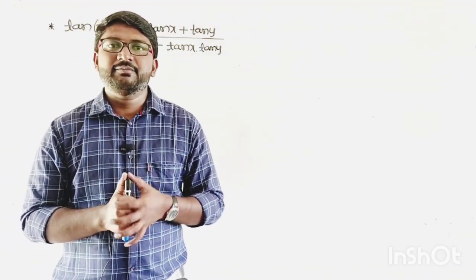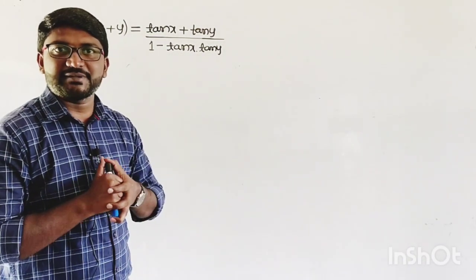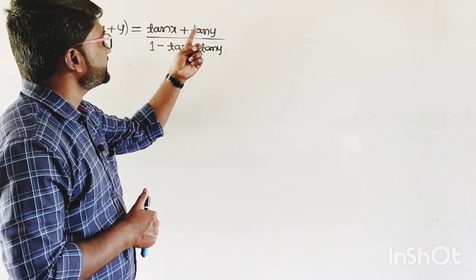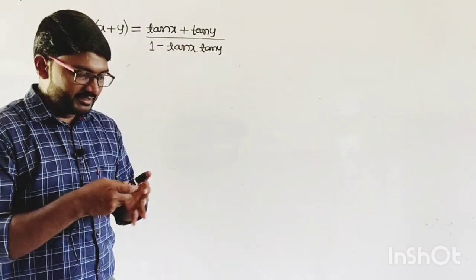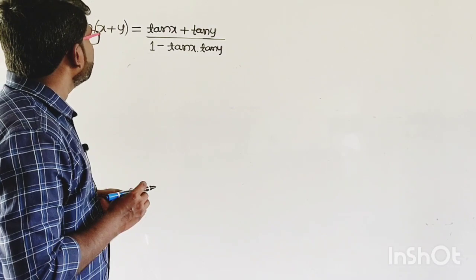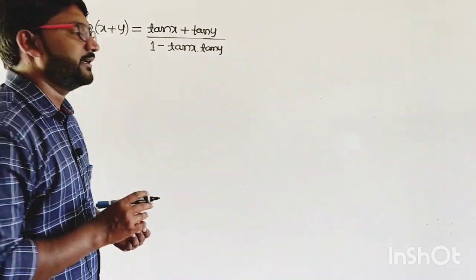In the last class we started with trigonometric functions of sum and difference of two angles, and we gave the proof for tan of x plus y, which is equal to tan x plus tan y divided by 1 minus tan x into tan y. Now in this result, if you replace y by minus y, we get another standard result.